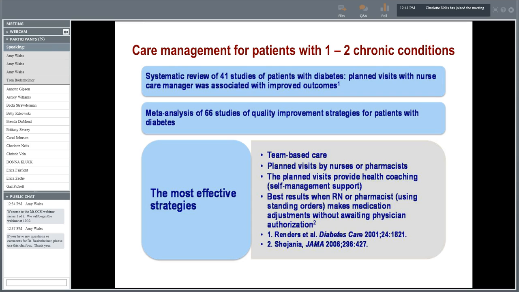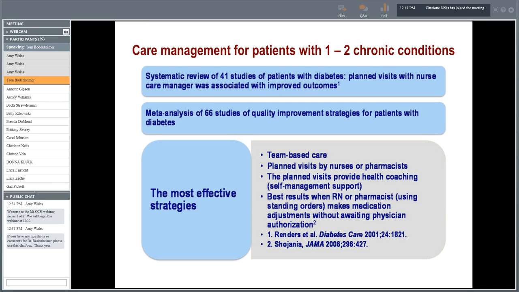So from now on, we're going to be pretty much talking about care management, and I'm going to start out with care management for not such complex patients, because a lot of the principles of care management apply both to complex and to non-complex patients.